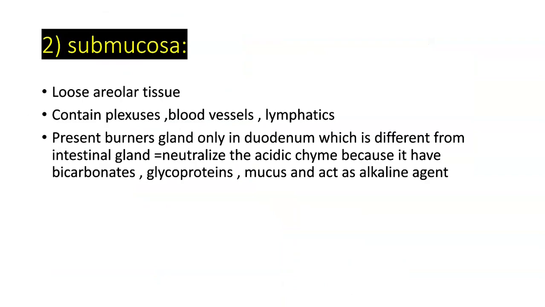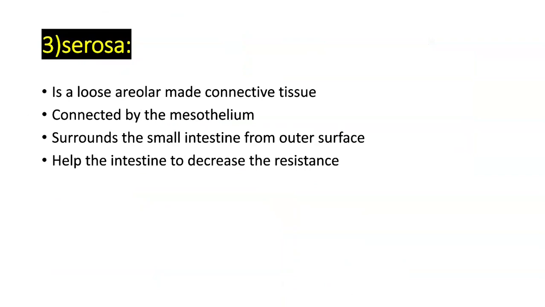The next layer of the small intestine is the submucosa. It is a loose areolar tissue containing plexus, blood vessels, and lymphatics, and the Brunner's glands are present only in the duodenum, which is different from the intestinal glands. The function of the Brunner's glands is to neutralize the acid because they contain bicarbonates, glycoproteins, and mucus, and act as an alkaline agent.